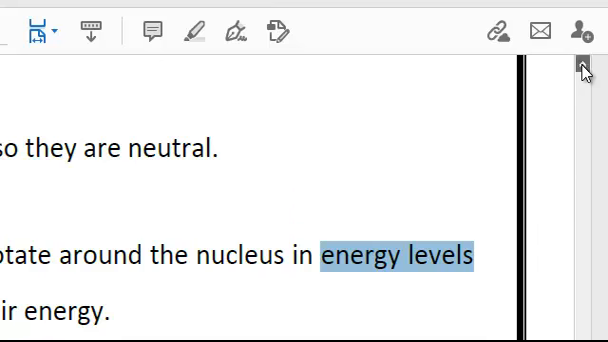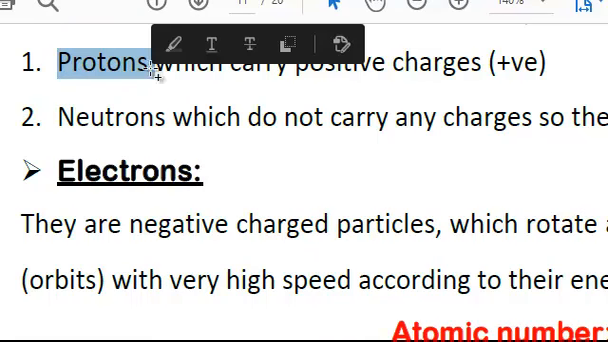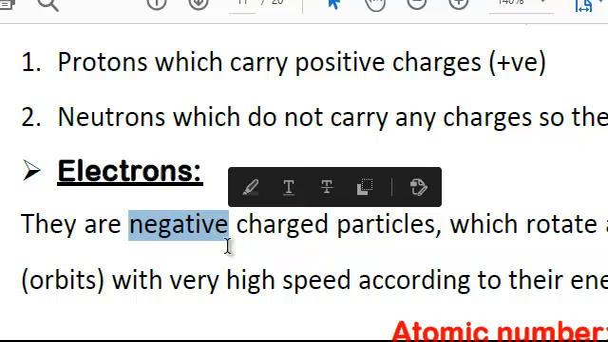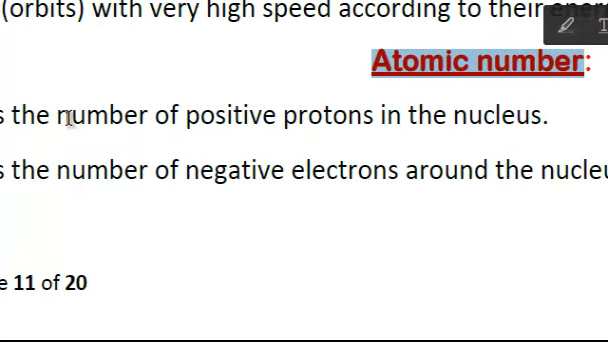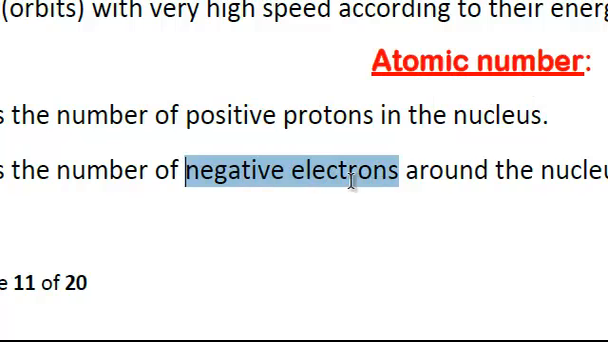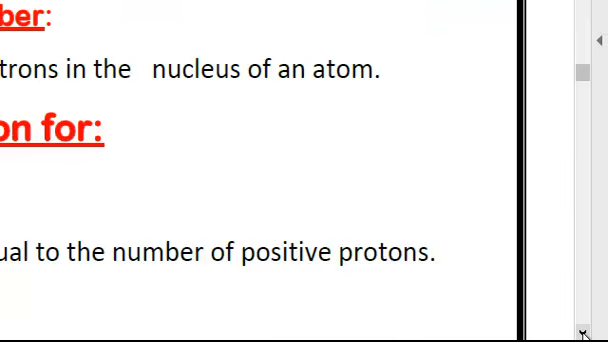If you count the number of positive protons inside the nucleus, or the negative electrons outside the nucleus, they are the same. We call it the atomic number. So atomic number equals the number of positive protons, or the number of negative electrons which are around the nucleus. So they are the same.